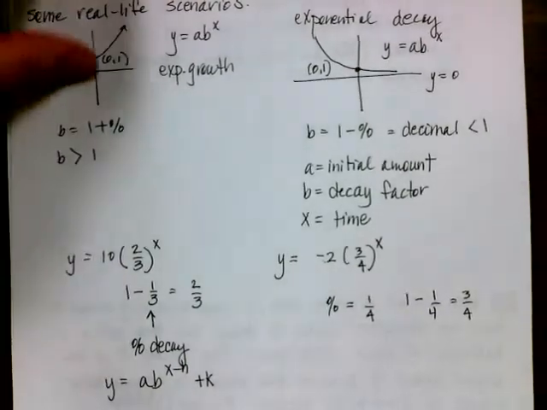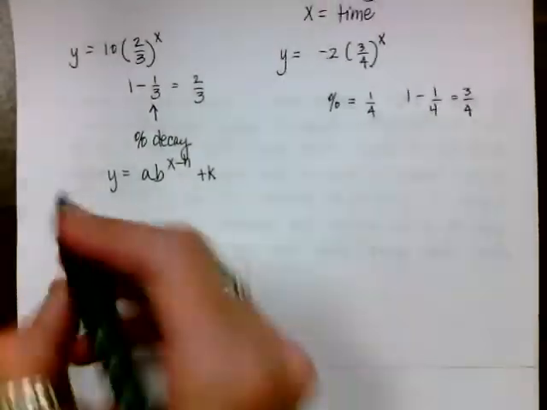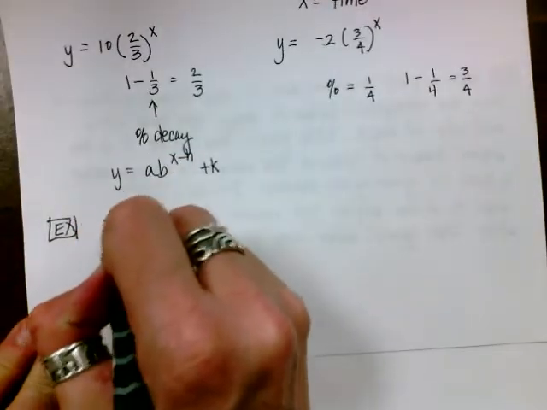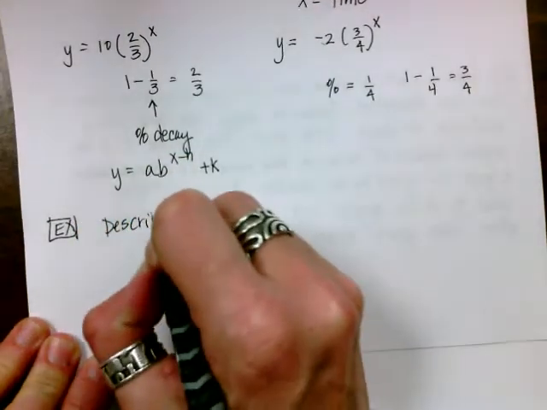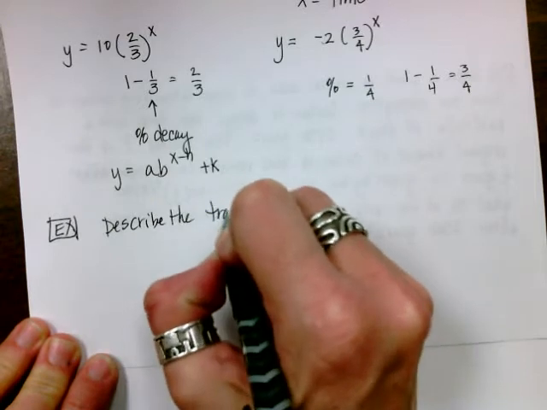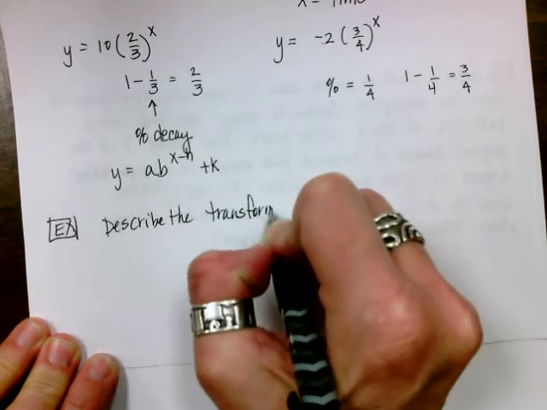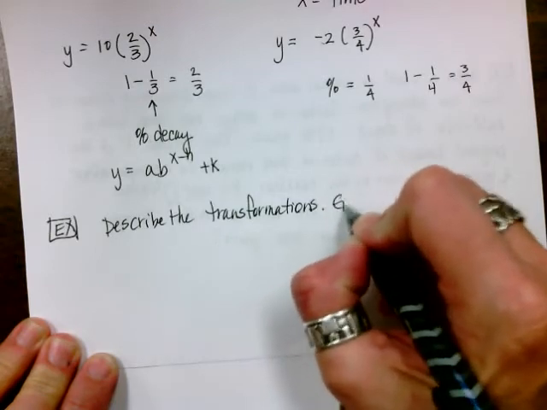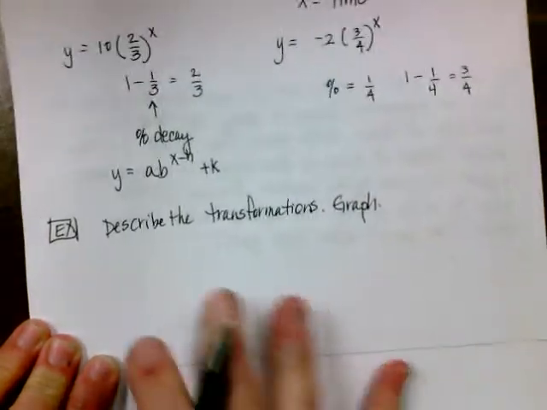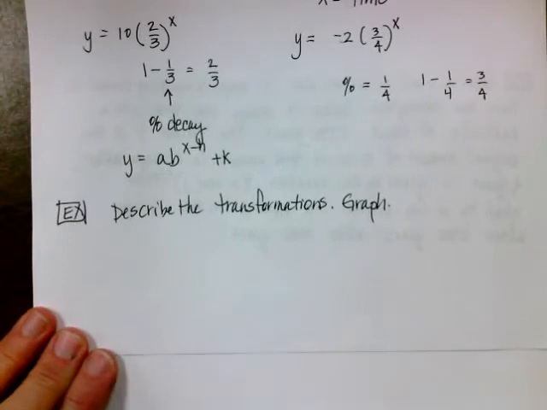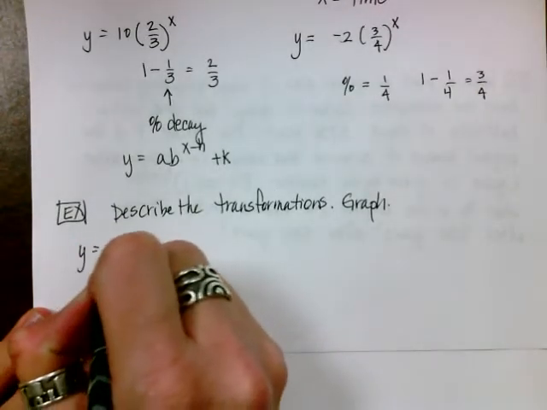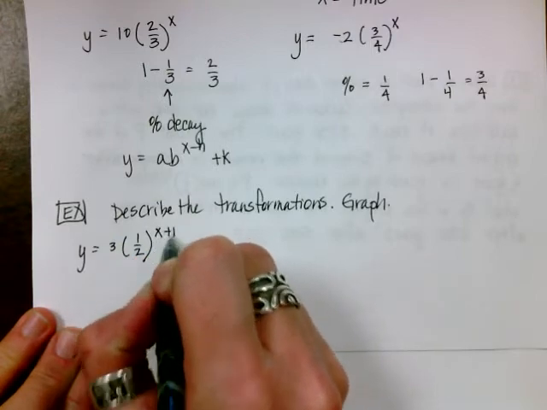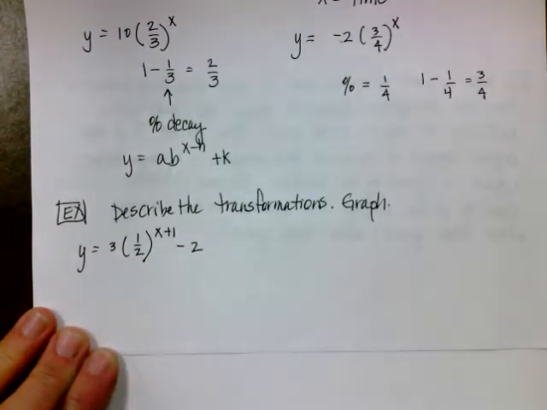Alright, so let's do our first example. Okay. So the first example says describe the transformations and then graph. And remember, anytime that we graph, we want to label everything well. So your equation is going to be y is equal to 3 times 1/2 to the x plus 1 and then minus 2.